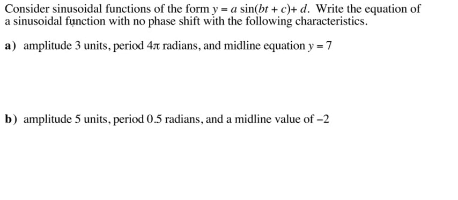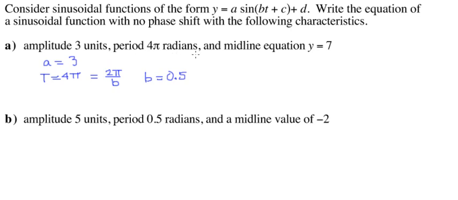Okay, they tell us a description and we write a function that matches it. Amplitude of 3 means a is 3. Period is 4 pi. That isn't our b value, but it's related to our b value. If the period is 4 pi, you get the period by doing 2 pi divided by b. So 2 pi divided by b is 4 pi. After a little bit of algebra, that tells us that b is 0.5.